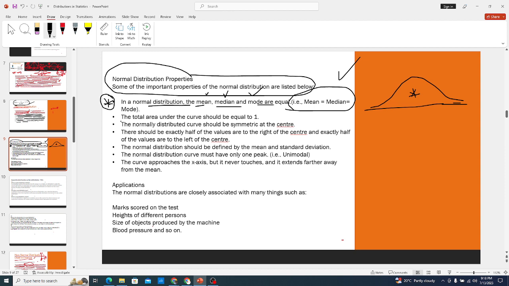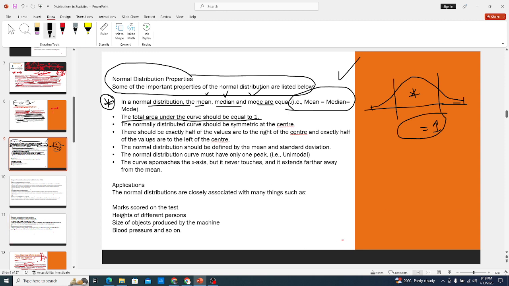Then we have the total area under the curve, which should be equal to 1. That is the total area under this curve. I'm talking of this part up to this part, where maybe the tail ends. The total area under the curve is equal to 1. I remember we learned this back in high school.